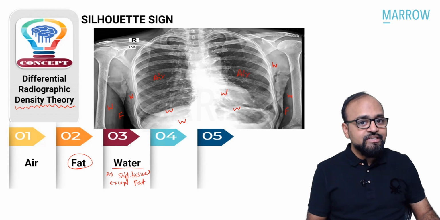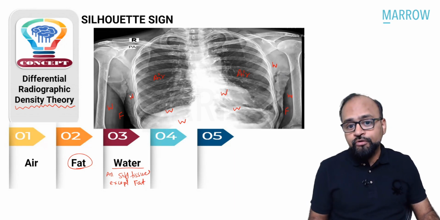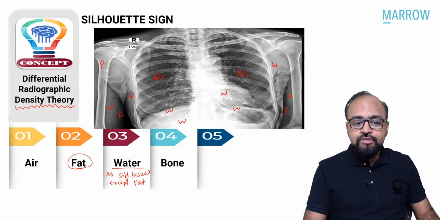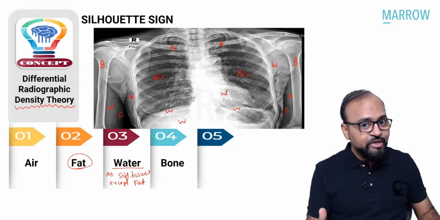All these soft tissues other than fat are water density. The next separately identifiable density is the densest tissue component of the body. What is that? It is bones. As you can see here, these bones we are able to identify as a separate density, right? Separate from the adjacent tissues.